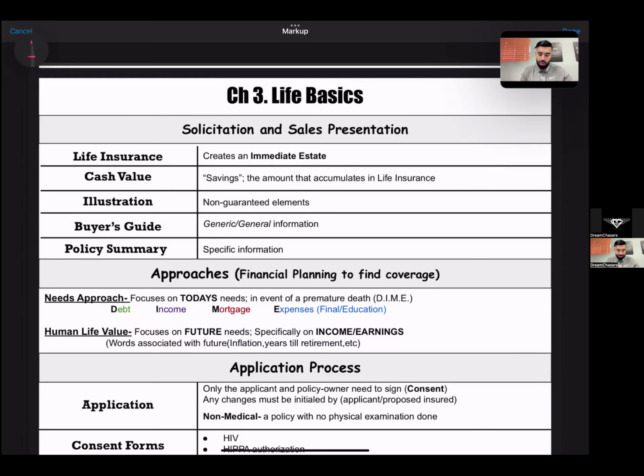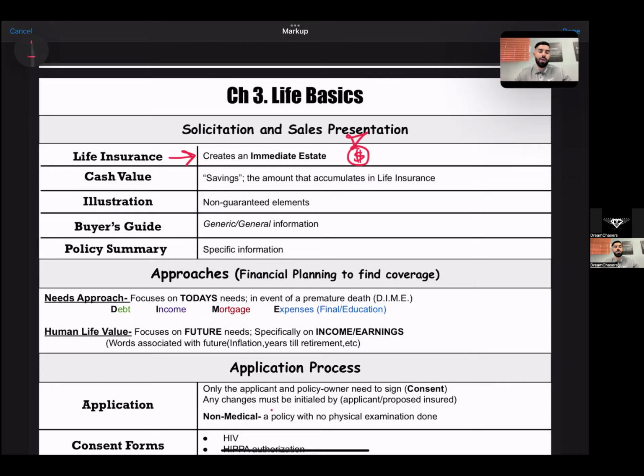Now, life insurance. What does life insurance do? So, remember, you buy life insurance. What that does is you're transferring the risk from you to the insurance company. But when you purchase life insurance, it creates an immediate estate for your family. So just think an estate, it creates an immediate big bag of money for your family.